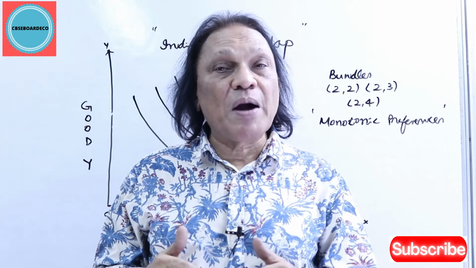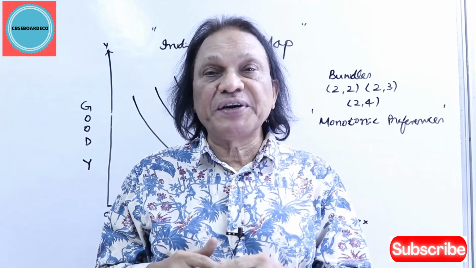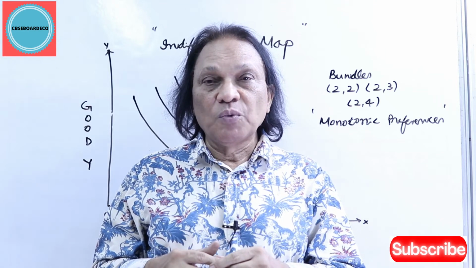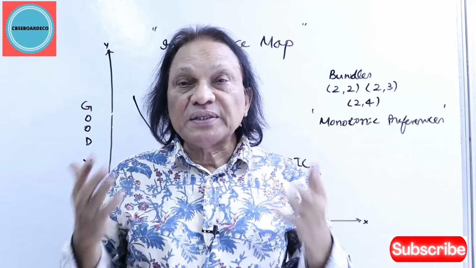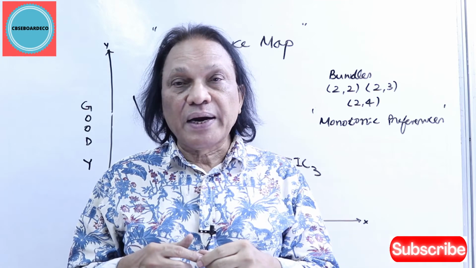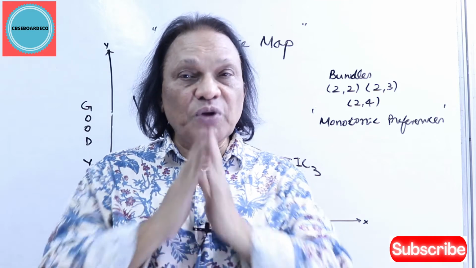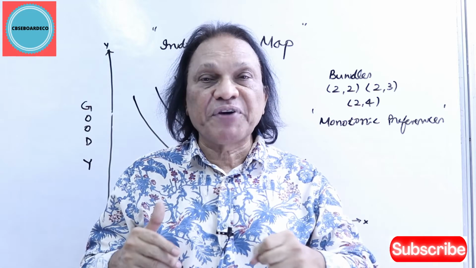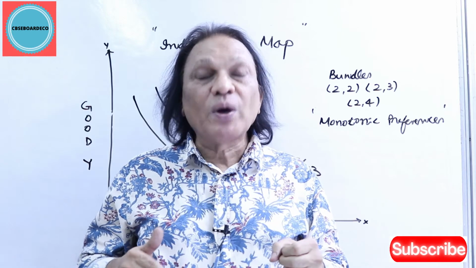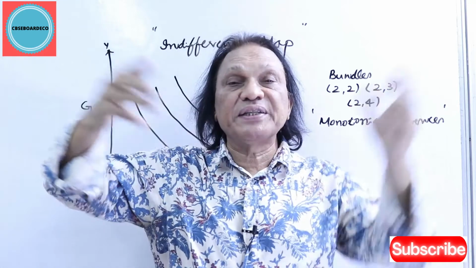Today we discuss the indifference map. What exactly is an indifference map? What does it indicate? And one more concept we'll be learning today: what are monotonic preferences? What is an indifference schedule? We learned in the last class.